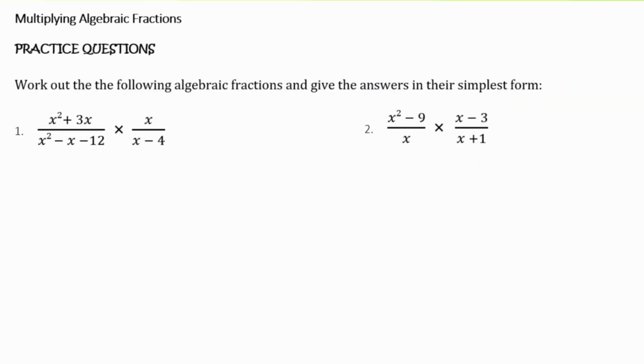Here we've got a few practice questions, so please feel free to pause the video and have a go independently. Here we also need to work out the algebraic fractions and give the answers in their simplest form.